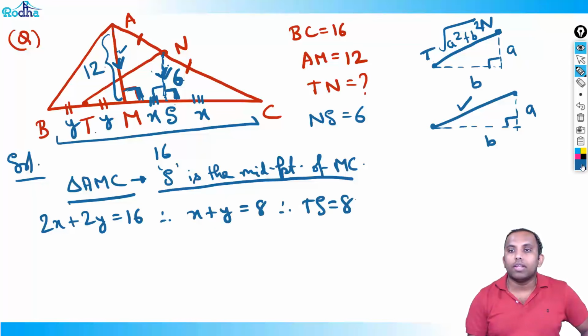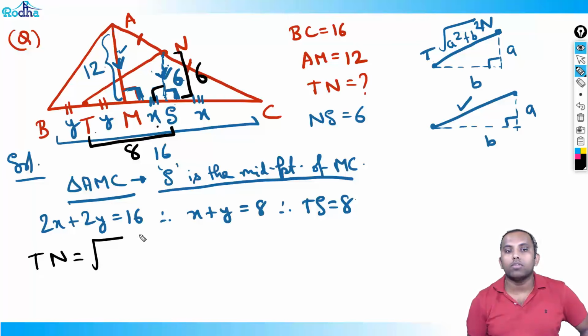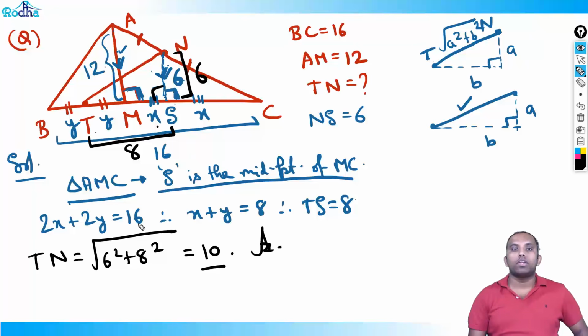So it means that this TS is equal to 8, this NS is equal to 6, and this is 90 degrees. So what is TN? By the Pythagoras theorem, the square root of 6 squared plus 8 squared, so TN becomes 10. Right, so a very good question it is. Fine. Okay, move to the next question.